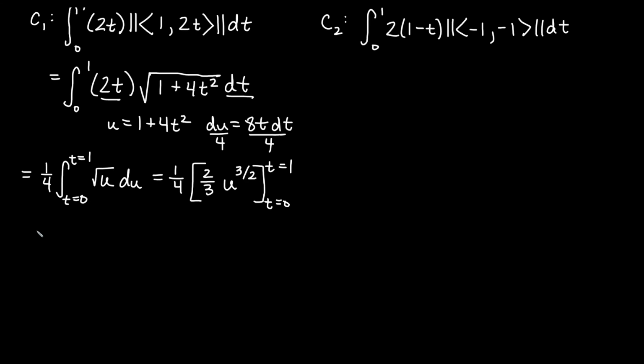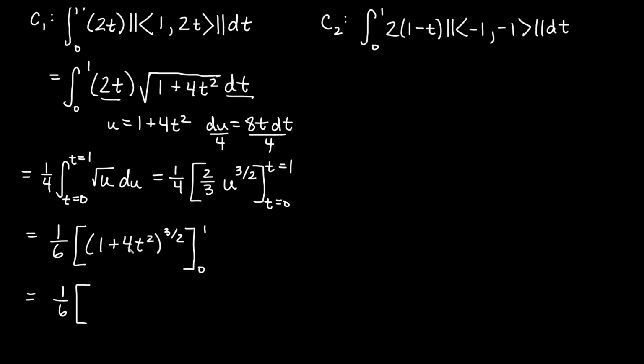If we go ahead and resub back, so here, let's see, 2 over 12, that'd be 1 over 6. We would get u to the 3/2 is going to be 1 plus 4t squared, all to the 3/2. And we will evaluate that from 0 to 1. And let's go ahead and plug in, so we'll have 1/6. If I plug in 1, I get 1 plus 4, which is 5 to the 3/2. Minus, if I plug in 0, I get 1 plus 0, which is 1, and 1 to the 3/2 is just going to be 1. So that's our first path.